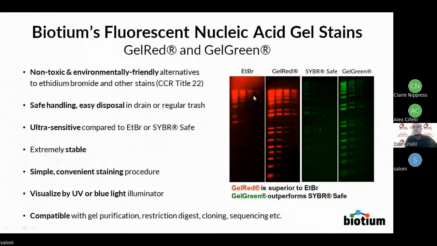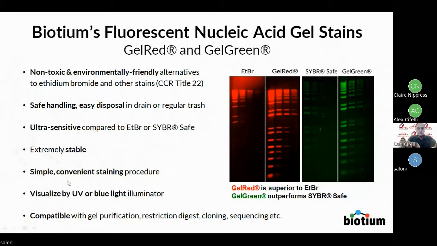This is an image comparing GelRed with ethidium bromide, and you can see even staining, even at very low concentrations of DNA, and for bands that are of low molecular size. This is GelGreen in comparison to SYBR Safe, and you can see the staining is much brighter, even for the same amount of DNA.